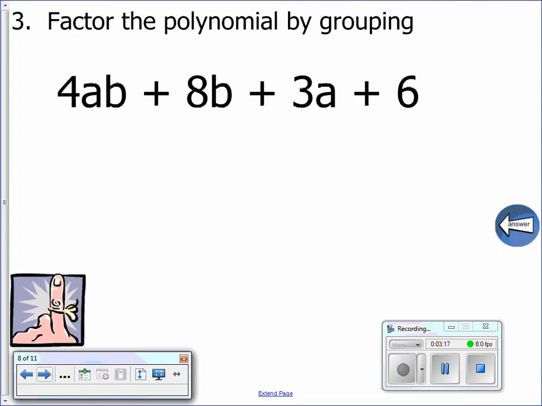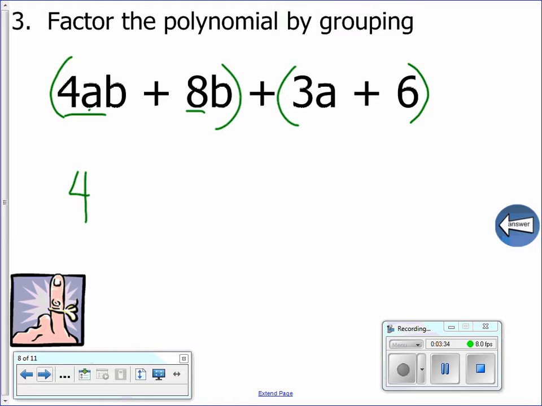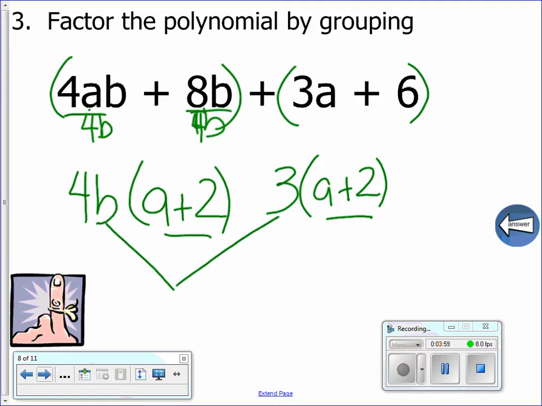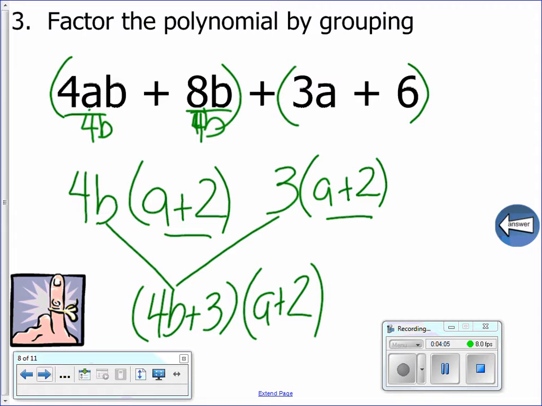All right, factor by grouping. So I'm going to group these two, but I could just as easily move that 3a over next to the 4ab and group it that way. I'll get the exact same answer. So looking at these two numbers, my GCF is 4. Only one a, but I got a b in both. So I'm going to divide them by 4b. And that gets me a plus 2. Over here, factor out a 3, and that gets me a plus 2. Remember, these two have got to be exactly the same. Now I put these two together, 4b plus 3 times a plus 2. FOIL to check.